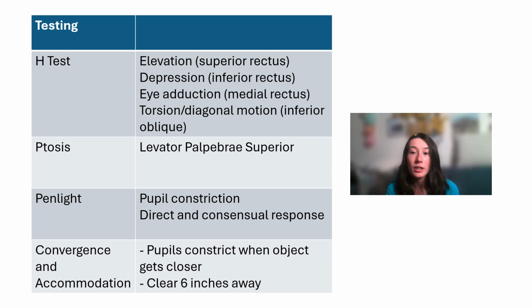Now, on the side that you are not testing, even if you don't shine that light over that pupil or over that eye, it should also constrict. This is called the consensual response.